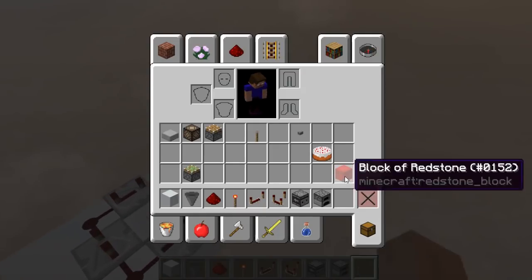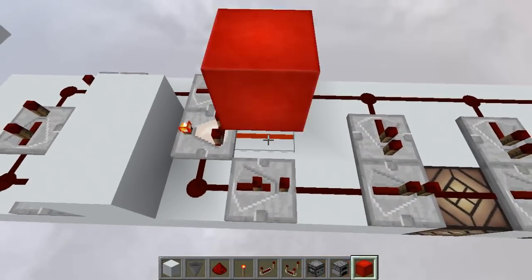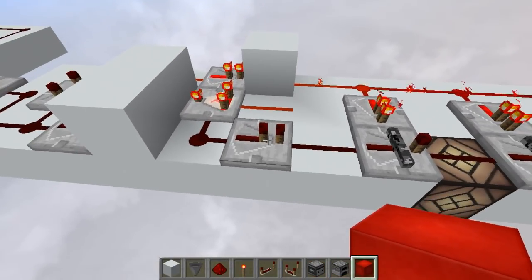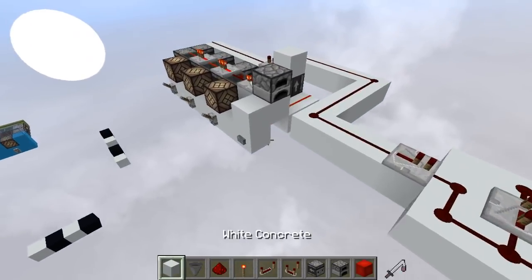We can also power this line if necessary. Oh, I clicked this one. Those things need to be on 1 tick. Please don't mess this up like I did here.